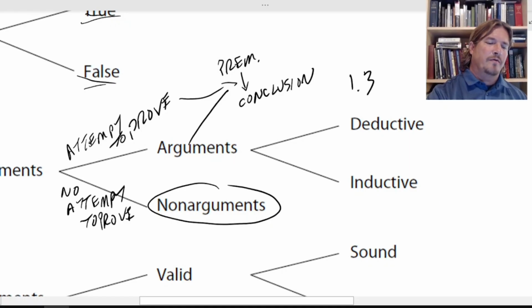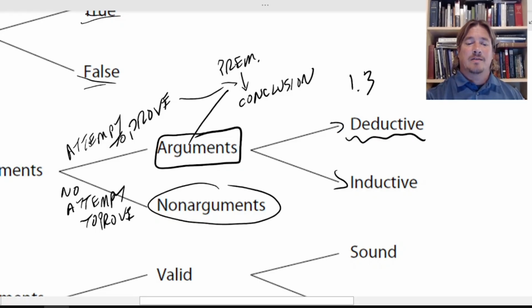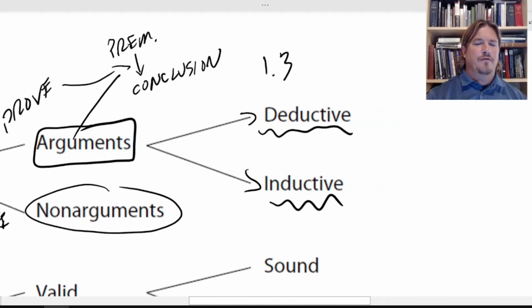So now, once we've got what arguments are, and we've identified them, then we can look at two different types of arguments: deductive arguments and inductive arguments. These are two different types of arguments. So in this section, you're going to learn the difference between these two types of arguments. Okay. Just off the bat, though, let me briefly say one way to distinguish between these two.